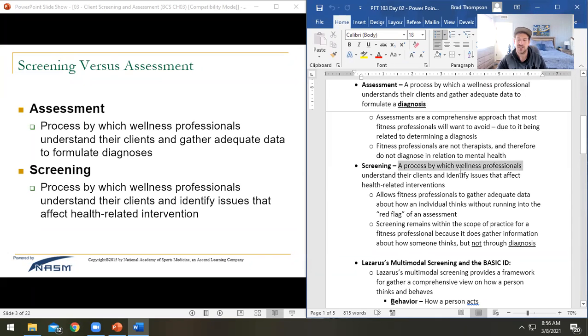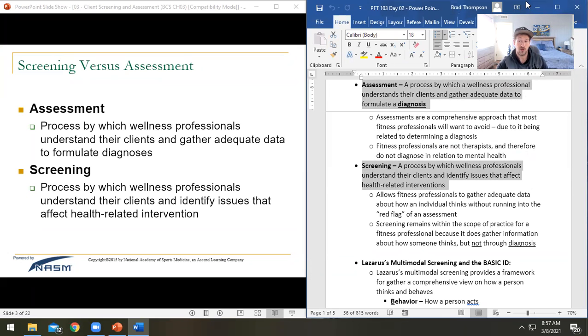A screening is a process by which we understand our clients' issues that affect their health-related interventions. That's basically a big fancy way of saying it allows us to understand how our client thinks and behaves, so we know what strategies to implement when helping them. But what do we see that's the big difference here? What do you think a big red flag is that we're looking for, guys?